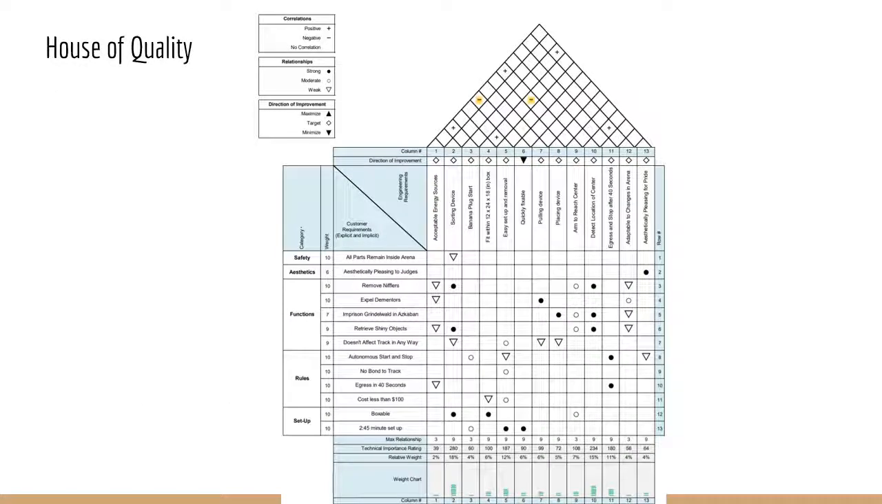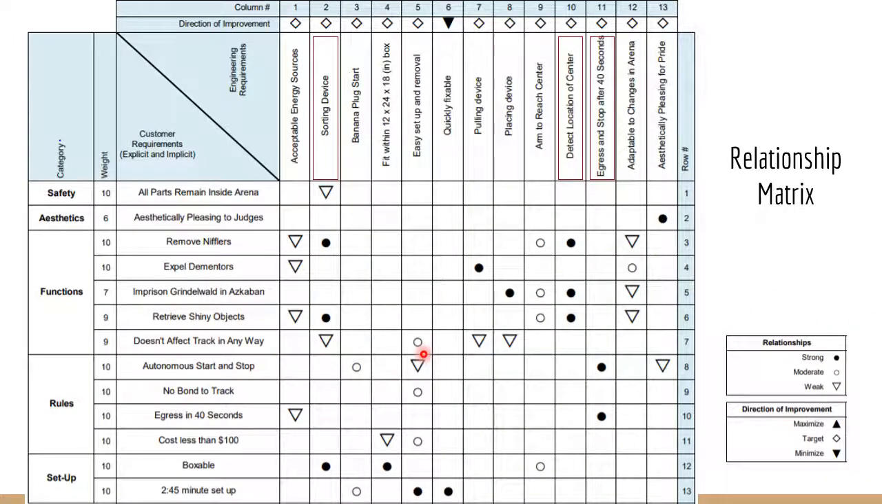The first step was creating our House of Quality, which compared customer requirements, mostly from the competition requirements, to engineering requirements to find the most important ones. From this, we found that the three most important engineering requirements were having an effective sorting device for sorting the gems and nifflers, having an effective method to detect the drop of the center pipe for depositing Grindelwald, and having a method to egress the entire machine and stop all motion after 40 seconds.